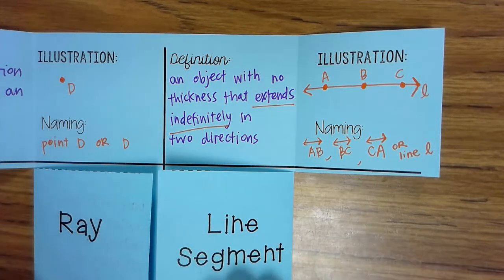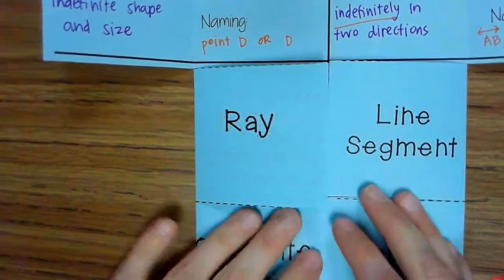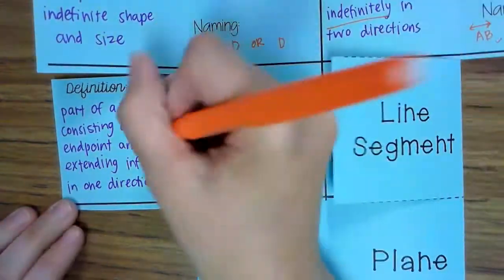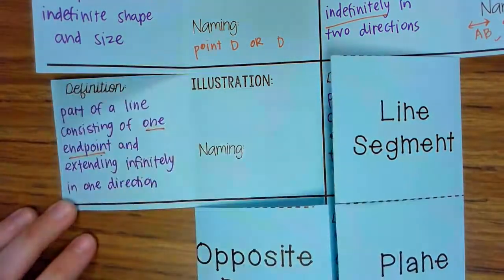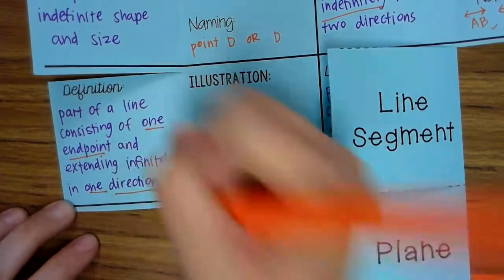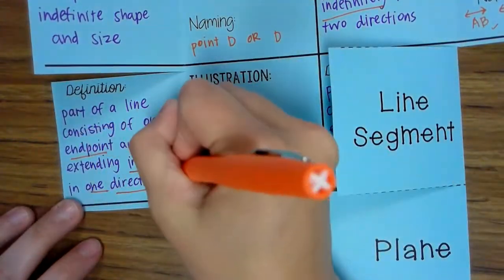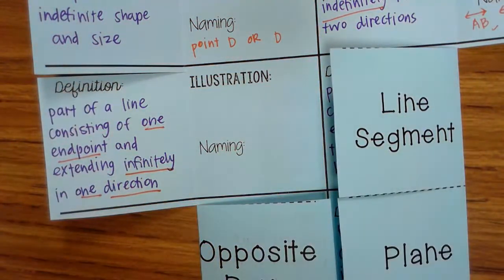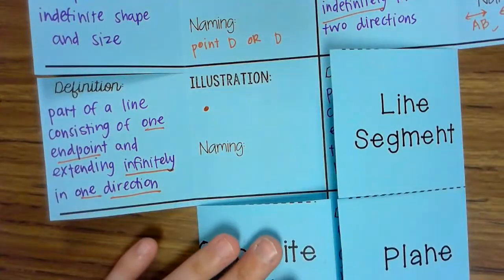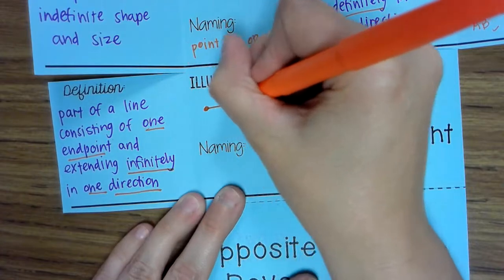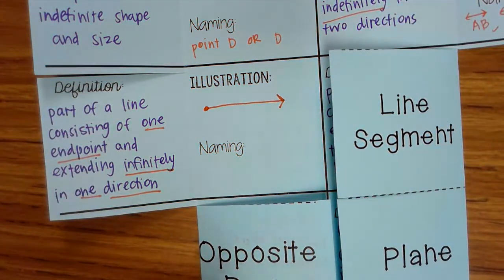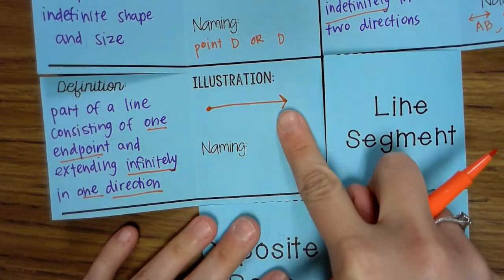All right. Next is going to be a ray. So a ray is part of a line, consists of 1 endpoint, and extends indefinitely in 1 direction. Okay, so here is what that's going to look like. We're going to have 1 endpoint, and then from that endpoint, it's going to extend infinitely in 1 direction. Okay, so we've got an endpoint and then it goes on forever.